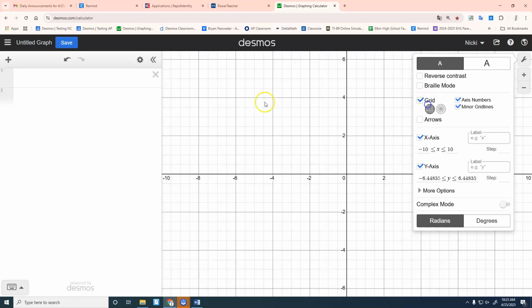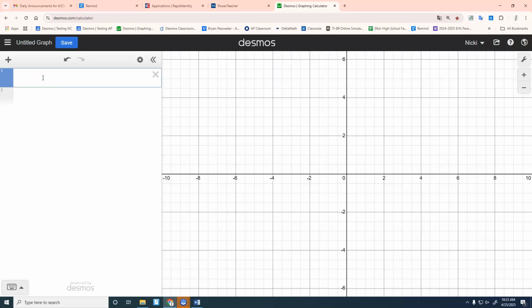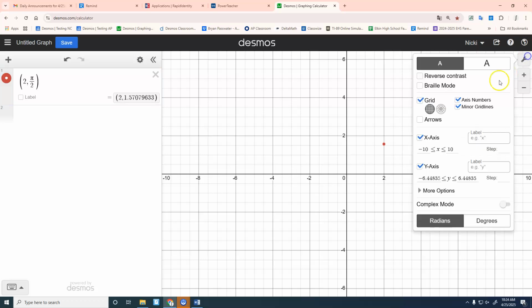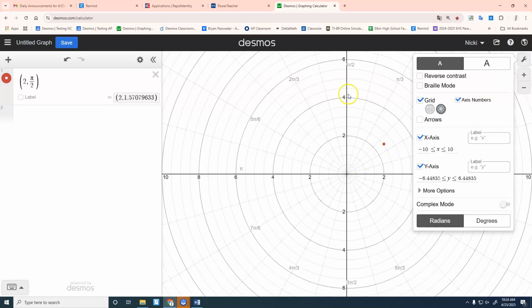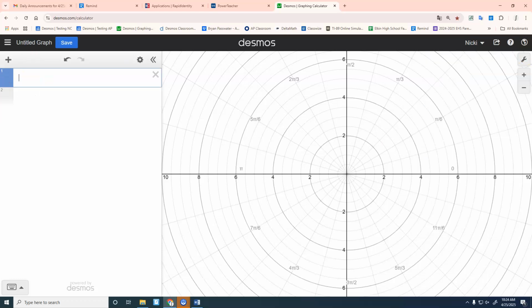Now watch what happens right here. Desmos, as far as I know, really only graphs rectangular coordinates. We cannot get it to graph polar coordinates unless there's something new that I have not learned about yet. Because if I graph 2 pi over 2, it does not put it where it's supposed to be. Pi over 2 is right here. That's not at pi over 2. It does not graph polar coordinates. It will graph rectangular coordinates.